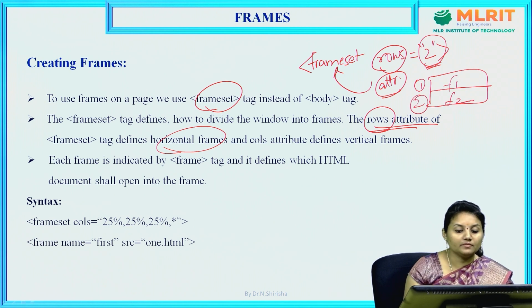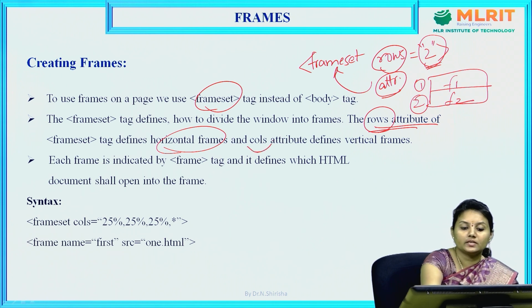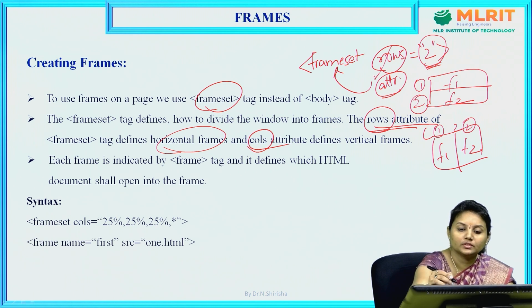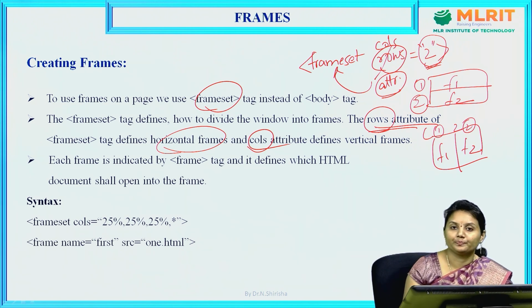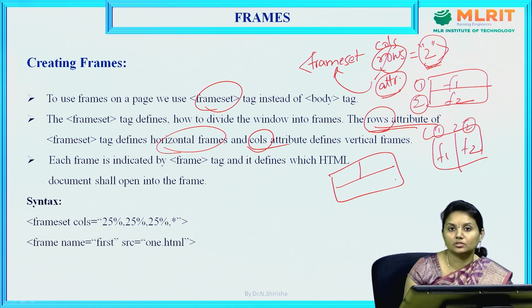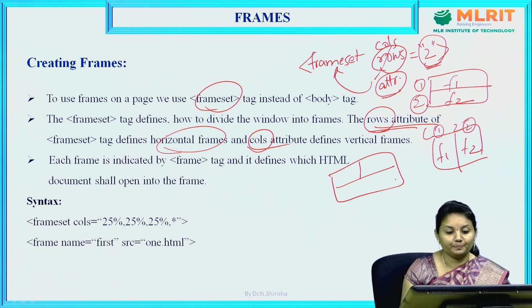Then the cols attribute defines vertical frames. So if you want to divide vertically, this is frame 1, frame 2, so this is col 1, col 2. Instead of giving rows, you give cols. This is for horizontal, this is for vertical. You just replace rows with cols. Each page can also be divided in this way, 2 columns and 2 rows. That is also possible. Any rows and any columns can be given, but see that your visibility does not get disturbed.